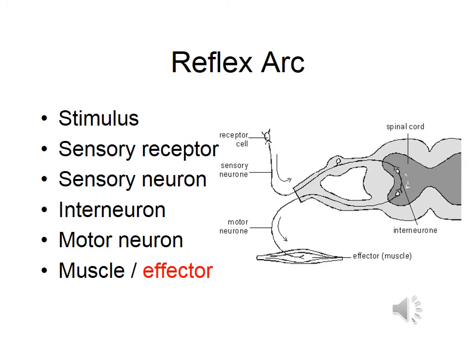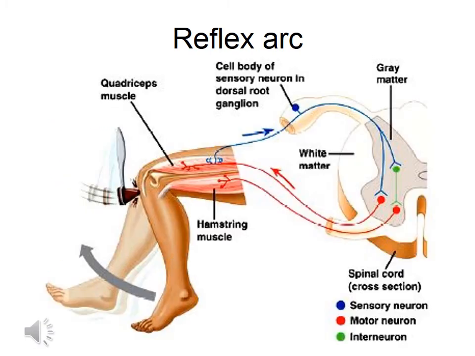So the spinal cord just figures, I know what to do here, and then it sends the motor neuron to the muscle, which is the effector, and the motor neuron tells that muscle, you know what, you need to squeeze, you need to contract. And that's how your leg winds up going up. And that's why it's not that your leg is going up and kicking that surprises you. It's the fact that it's doing it without your brain knowing it. That is a reflex.